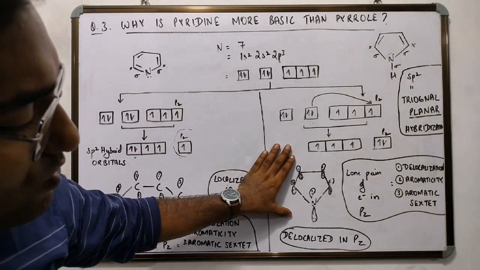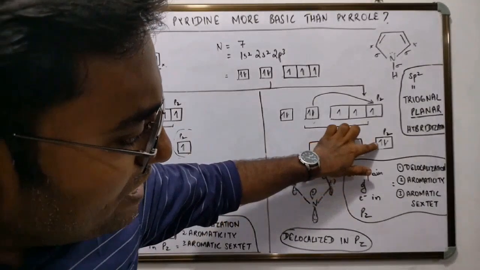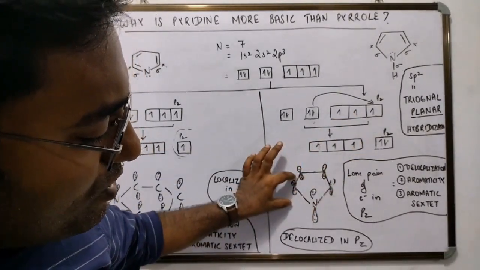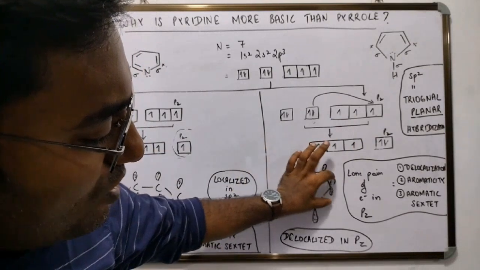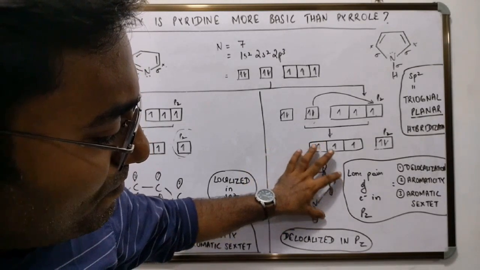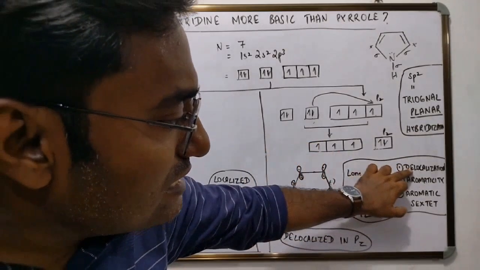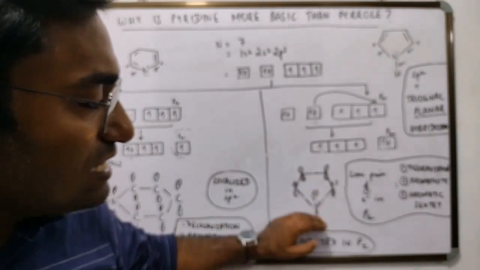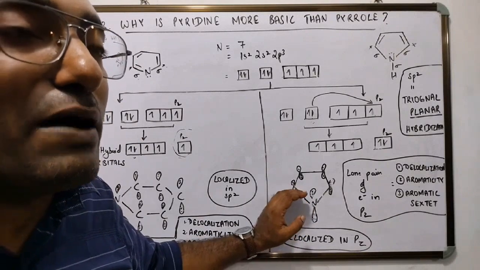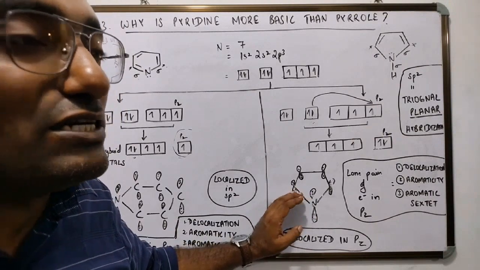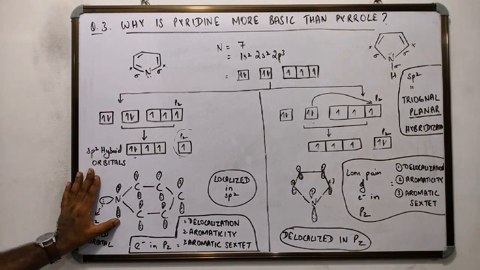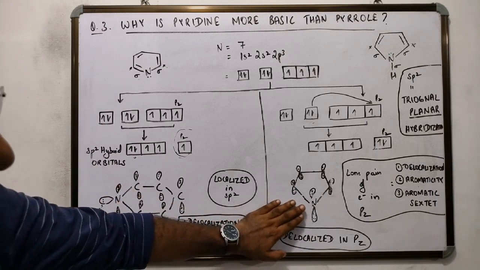On the other side, if we look at pyrrole, the lone pair of electrons is in a pz orbital, which can go for lateral overlap with the unhybridized pz orbitals of the carbon atoms on either side. This results in the lone pair of electrons being delocalized. Because it is delocalized, it would be harder for a proton to accept a pair of electrons, or for a Lewis acid to accept a pair of electrons. This is the reason why pyridine is more basic than pyrrole.